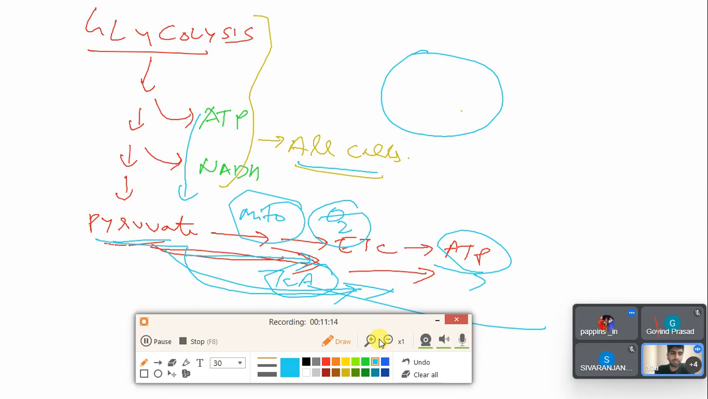Is there any cell in our body where glycolysis does happen but the pyruvate does not go into the TCA cycle? We already know that our cells require ATP, so glycolysis is a must process. So is there any cell in our body where pyruvate does not go into the TCA cycle and we don't get that much energy?